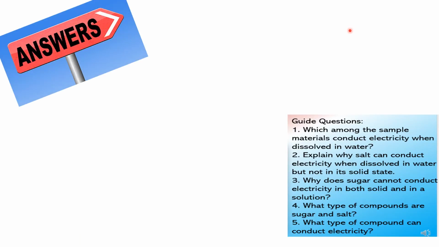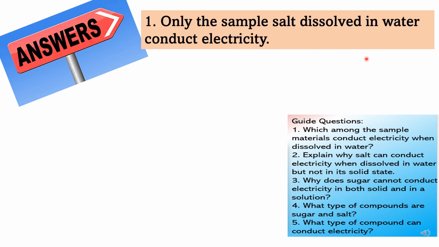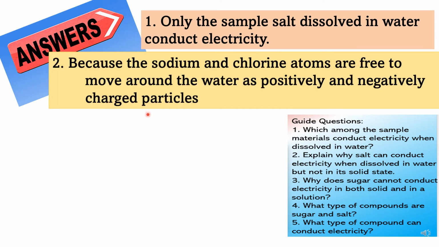These are the answers for activity 2, Power Up. Question number 1. Which among the sample materials conduct electricity when dissolved in water? Only the sample salt dissolved in water conducts electricity. Number 2. Explain why salt can conduct electricity when dissolved in water but not in its solid state. Because the sodium and the chlorine atoms are free to move around the water as positively and negatively charged particles.